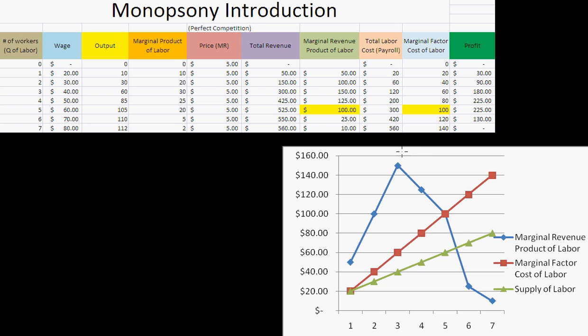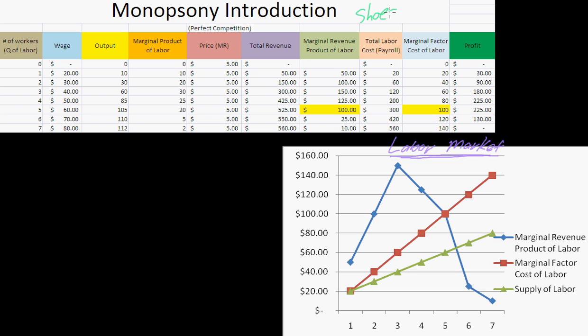But this graph right here, this is the labor market. This is the market that the firm enters to hire workers. So this is not the output market. This is not the market for the product that the firm is selling. So let's say that this firm is selling shoes. So we are talking about a shoe company.